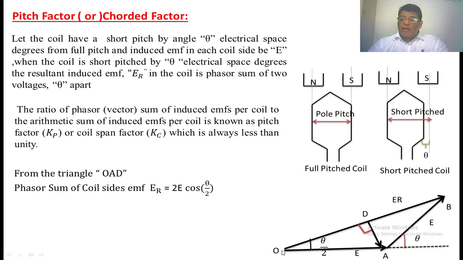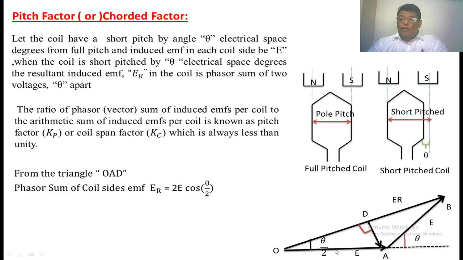Now for OB, we draw a perpendicular bisector at point D. Now we get two right angle triangles. This is one right angle triangle, this is another right angle triangle. This is the angle theta. The total angle is 180 degrees, so this angle is 180 minus theta. From the outer triangle, if this angle is 180 minus theta, then this angle becomes theta by 2 and this angle becomes theta by 2, because in a triangle the sum of all angles is 180.